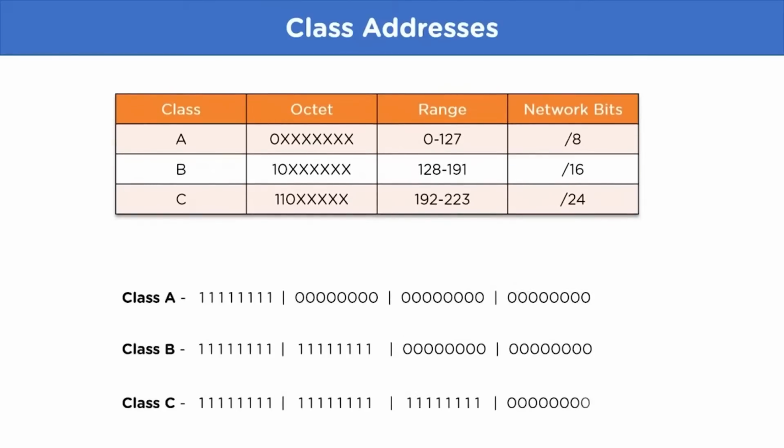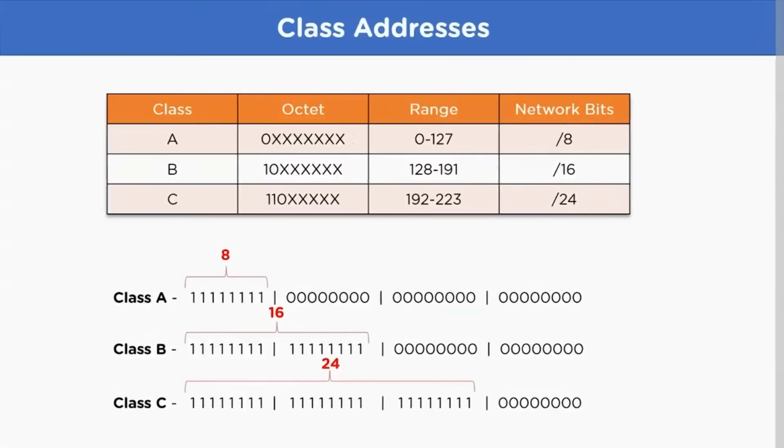For this, we'll be representing each class in binary format. For class A, we have 1 for 8 bits. For class B, 16 bits. And class C, 24 bits.